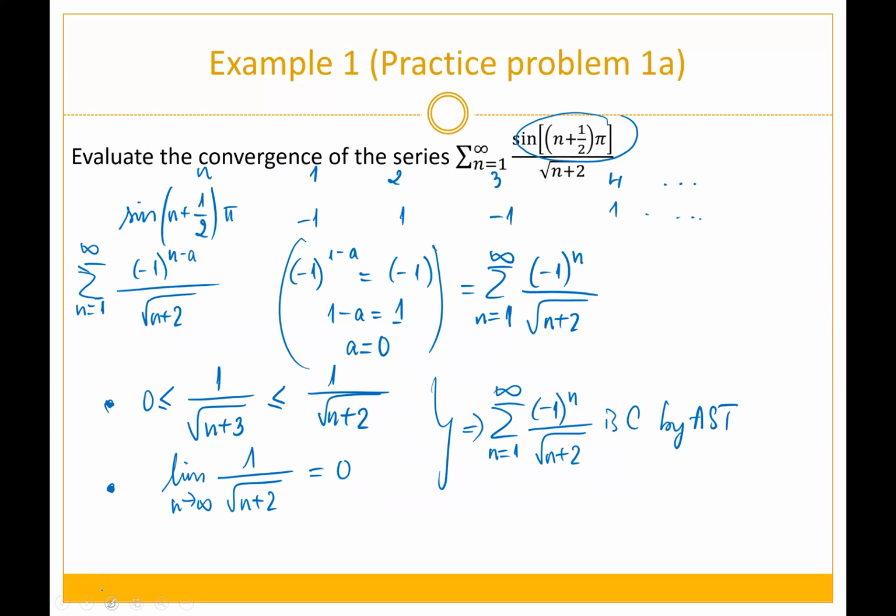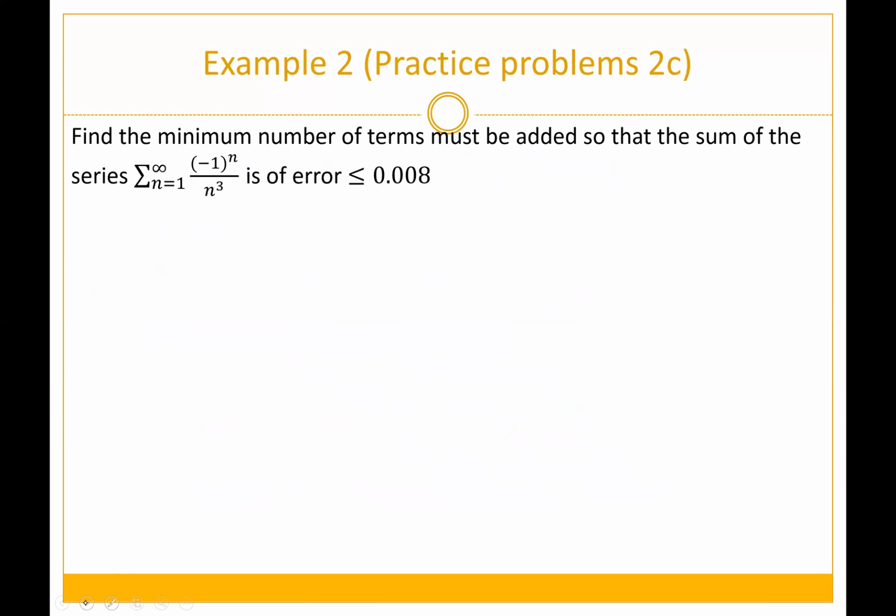So that's a pretty easy and basic one. I just put it there so that you guys know what kind of questions you might be asked in this section. And so let's go to example 2. Find the minimum number of terms that must be added so that the sum of the series has an error of at most this. So as I said, the first thing is to prove that it's convergent.